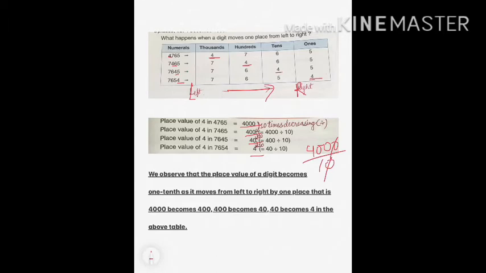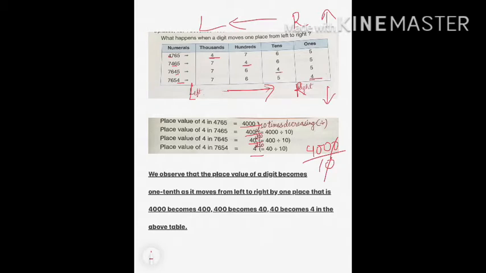So we observe two things here. When we moved from right to left, the place value increased. And when we move from left to right, the place value decreased.